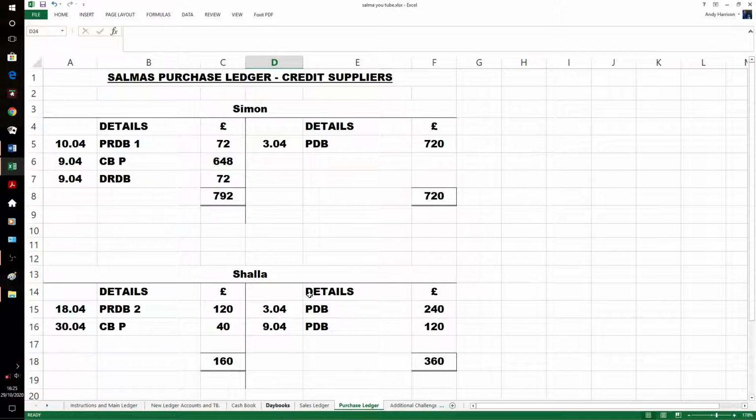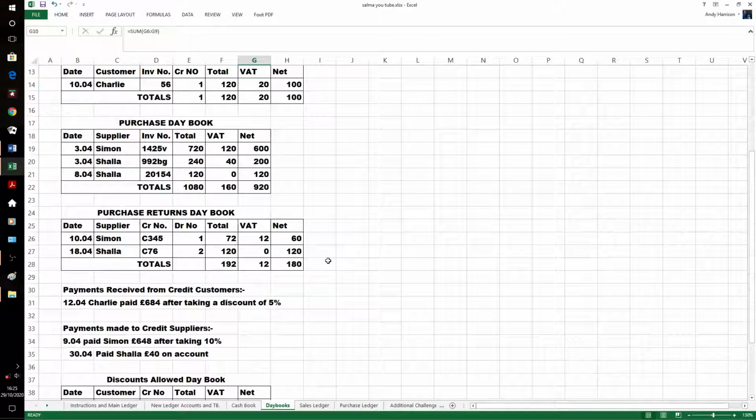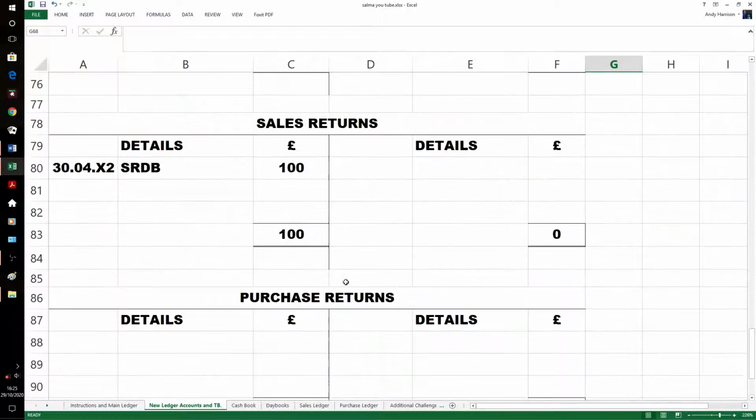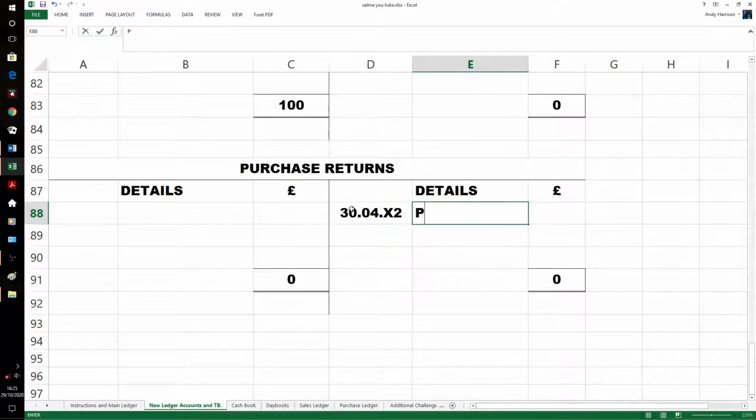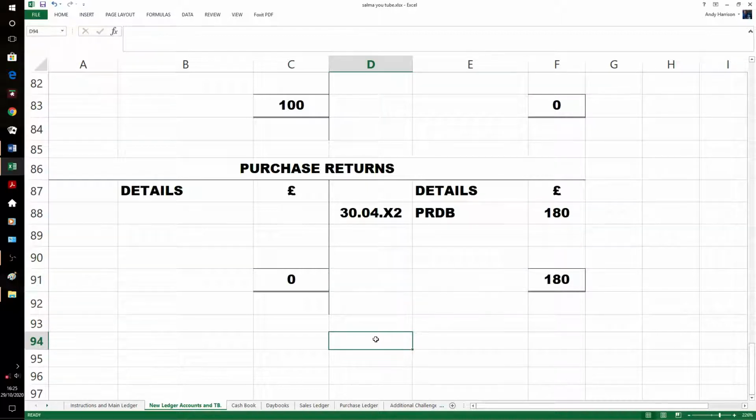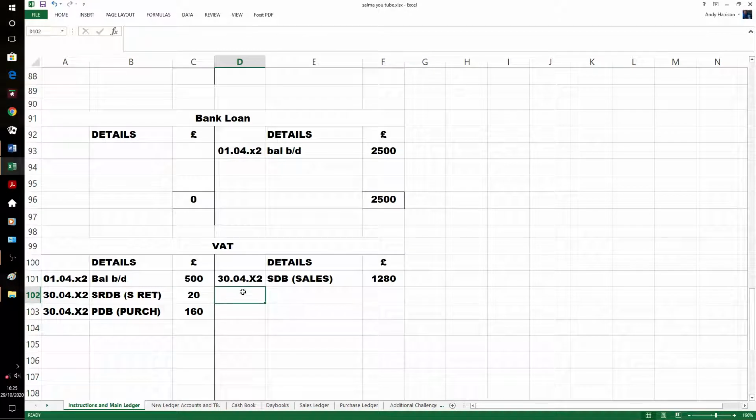So purchase returns, 180 plus 12 VAT. So the purchase returns is actually here. Purchases are debits, so the returns are credits. Obviously what we bought didn't have the full rate of VAT because it wouldn't be £12 of VAT if it was 20%. But the VAT will be on the same side.